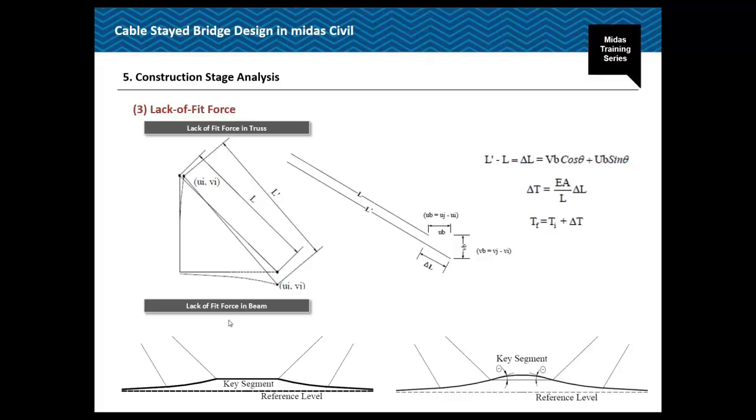What about the Lego fit force in the beam, the key segment? Let's assume that we have the cable stayed bridge of the 3-span continuous bridge. If the key segment is closed in this state, no member force takes place at the key segment, and there is the discontinuity between the cantilever and the key segment, just like this figure. You can see their deformed shape is like the discontinued.